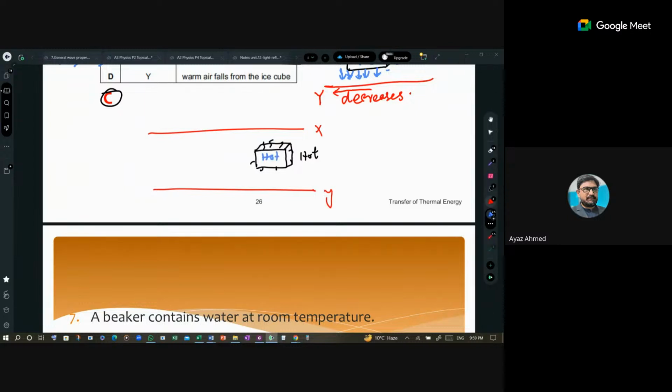Yes, carry on. It will make the air particles hotter. Yes, it will. It will create warm air. Actually, yes, you are very right. It will create warm air nearby, but warm air will not sink down. It will move up.